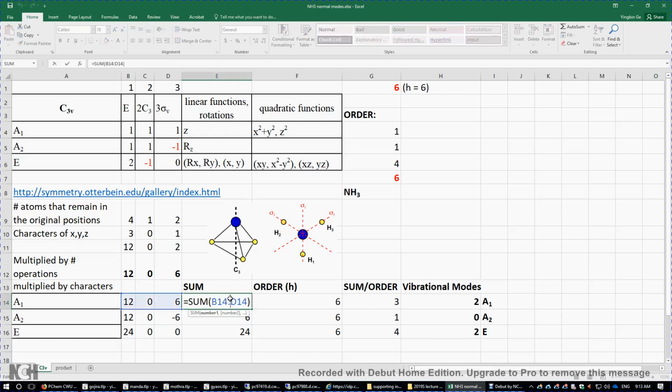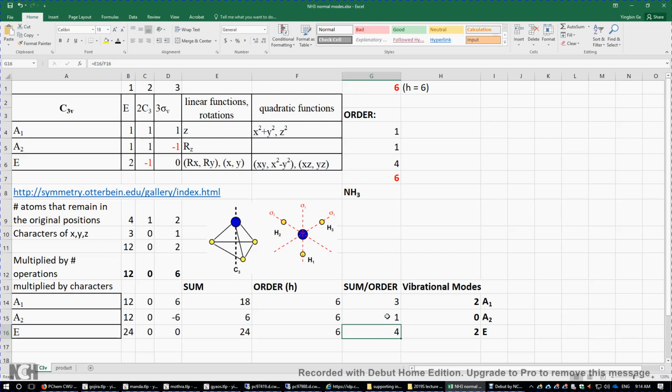So this is the sum for A1, and we drag it down. We get the sum for A2. We get the sum for E. Again, those are the sums of the characters. The sums divided by the order of the character table, which is 6, you actually get the irreducible representations of the 12 motions of the four atoms. Why 12 motions? Again, each atom may move in the X or Y or Z direction, so you have a total of 12 motions. So among the 12 motions, you may form 3A1, 1A2, and 4E. Again, E is doubly degenerate. So basically, it's just 3 plus 1, and then plus 4 times 2, you get 12, a total of 12.